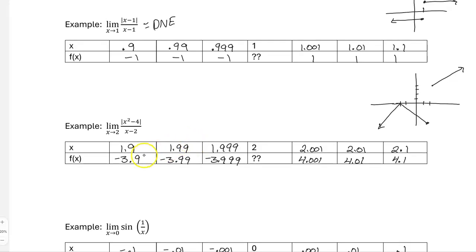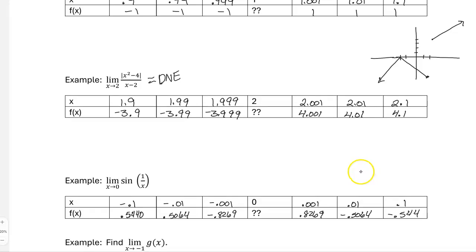Same thing's going to happen in that second one. We'll have the absolute value of x squared minus 4 over x minus 2. So I'm approaching 2 from the left and from the right. As I come in from the left and I follow that graph, my y values are getting close to negative 4. And then as I come in from the right and follow that graph, my y values are getting close to positive 4. So the lefts and the rights are not the same, so this does not exist.